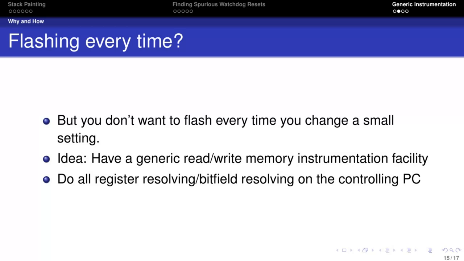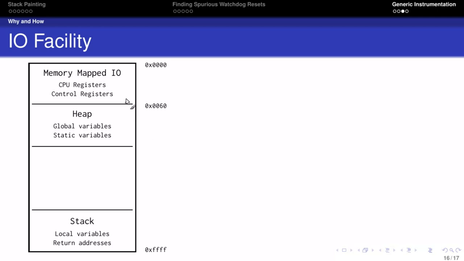So the idea is to have a generic instrumentation facility, a facility that just reads and writes from memory mapped I/O, and have the PC control all the data, have it resolve all the register locations, have it resolve all the bit values for your PWM and so on. So basically for an AVR microcontroller, the interesting stuff is memory mapped I/O in the lower 60 hex bytes. You will find the CPU registers in the first 32 bytes, and you'll find the control registers, the timer registers, ICR, OCR, whatever, in there. So the idea is just to have a generic facility which can basically just read and write memory bytes or words and return them to the PC. And the PC just does the resolving.